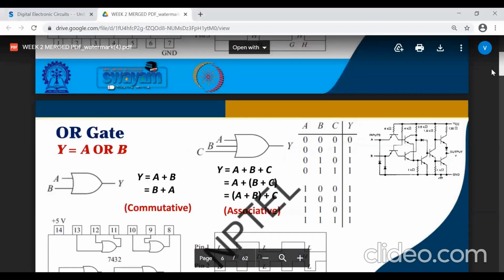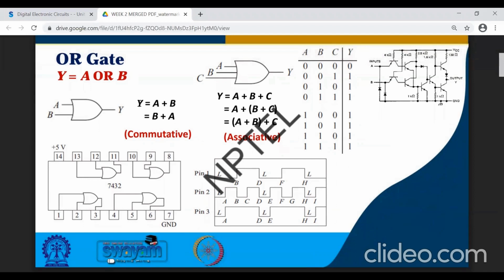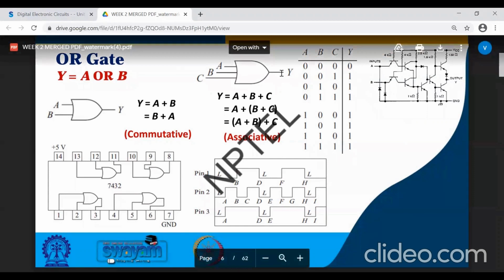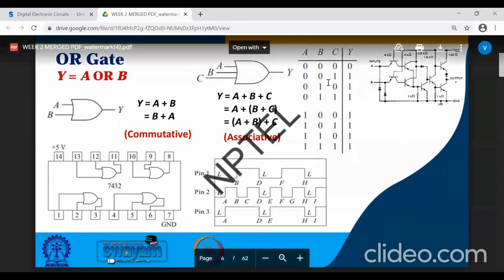The next gate is OR gate. Here we can see the symbol of OR gate using two inputs, that is A and B, and again using three inputs, that is A, B, C. The Boolean expression of the OR gate using two inputs is Y is equal to A or B, and in case of three inputs, the output Y is given by Y is equal to A or B or C. This is the truth table of OR gate using three inputs.